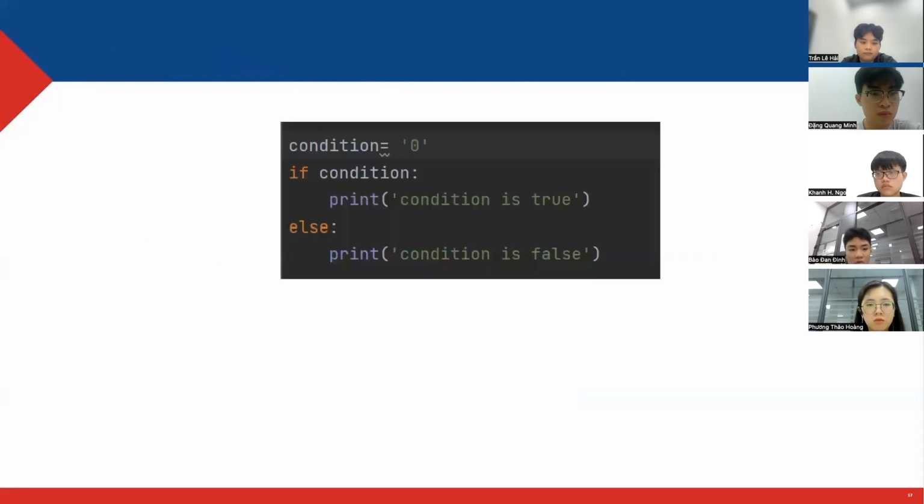So I have a question for you guys. What will be printed for this program? Can Ming answer this for me? So I think the answer should be "condition is false" because 0 is the same as false. Nice try, Ming, but you're wrong. Because here you can see it's not an empty string. It has a value inside it, so it will print "condition is true".